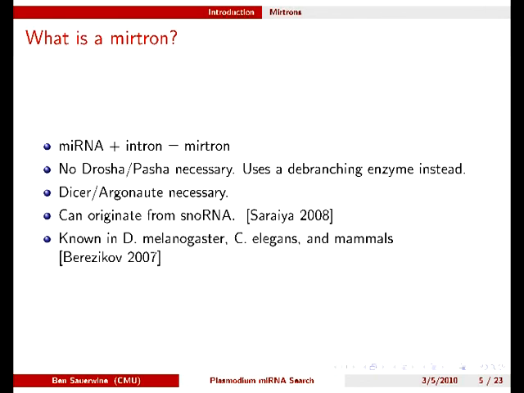A mertron is one modification of the traditional story of microRNA gene regulation. If you haven't heard of it before, it's a contraction of microRNA and intron. In particular, the microRNA is coded in an intron. This bypasses the need for Drosha, since when the intron is removed from a newly transcribed messenger RNA, a debranching enzyme can process this RNA lariat into a precursor microRNA for us.